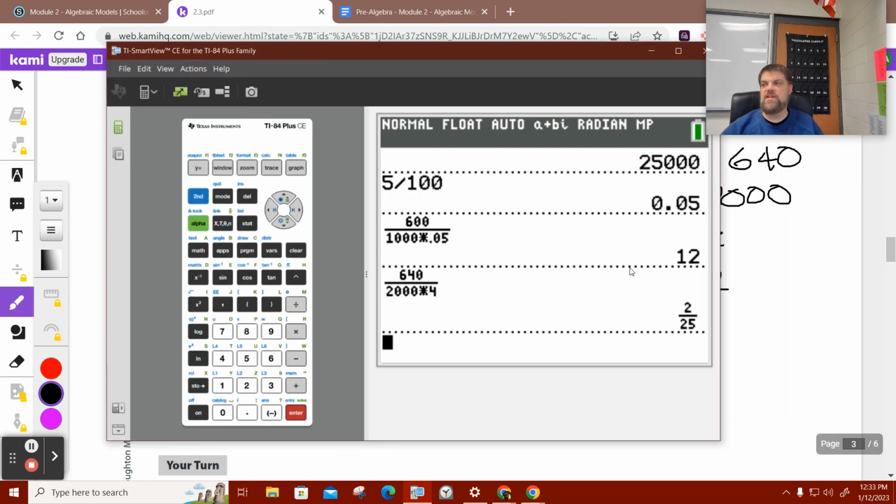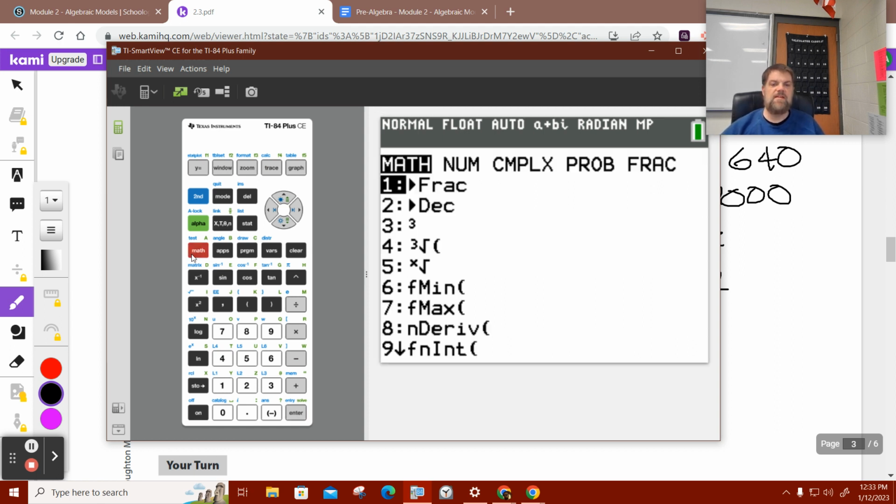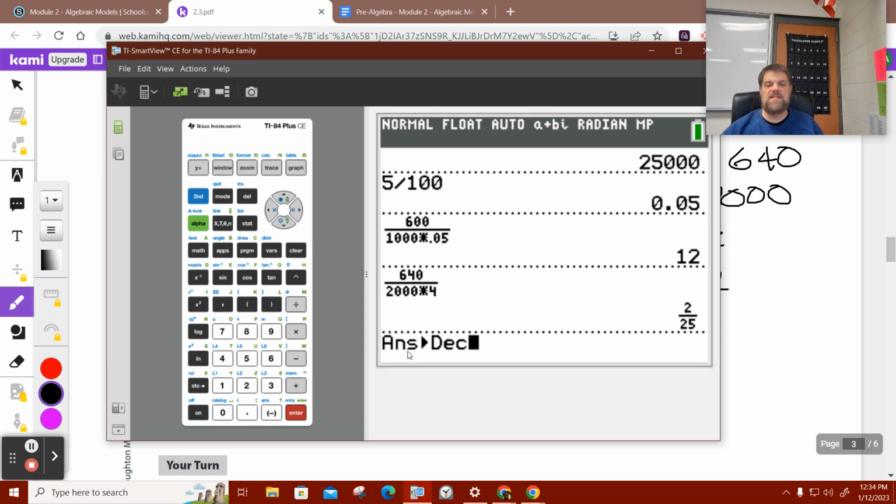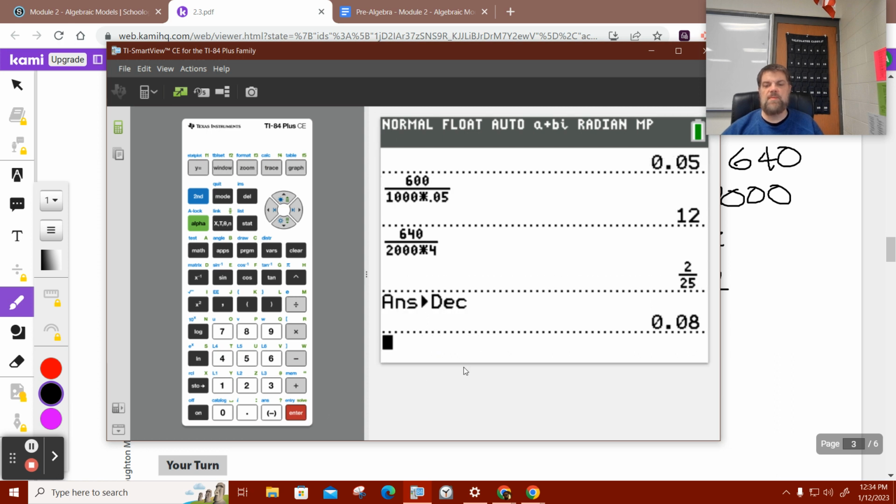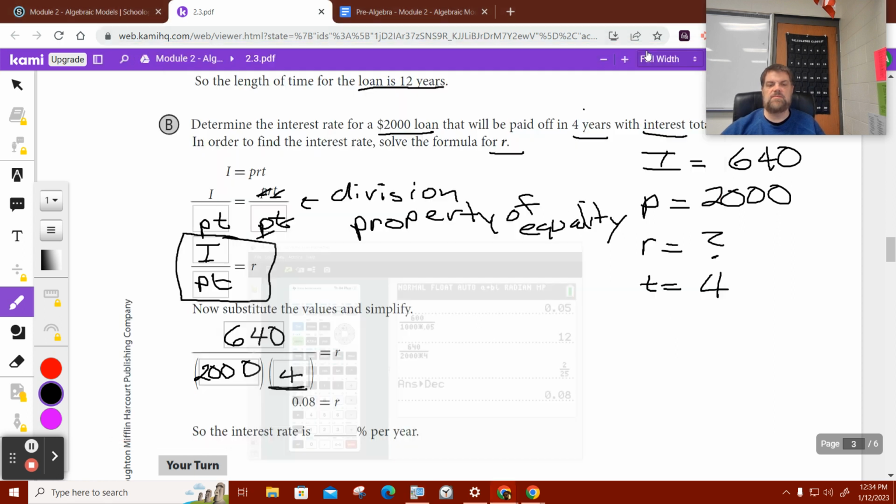a fraction. Does anybody remember how to convert a fraction to a decimal? Don't we hit math? And then it's the second option. I don't know if you guys remember that, but we started that at the beginning of the year. So when I do it this way, it's saying take the answer. Well, what was the answer? 2 over 25 and change it to a decimal. Well, bam, with the bacon sizzle, it's 0.08. Guess what? That's what they have written down.